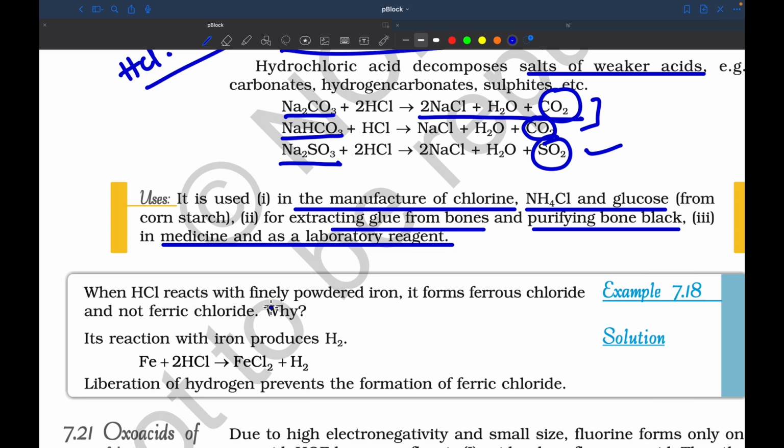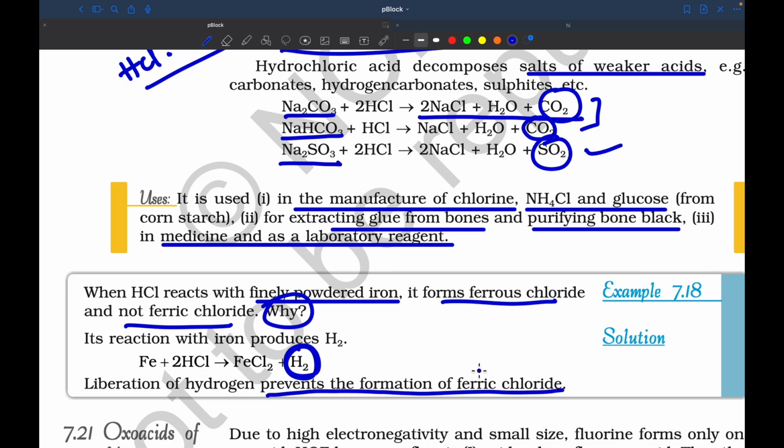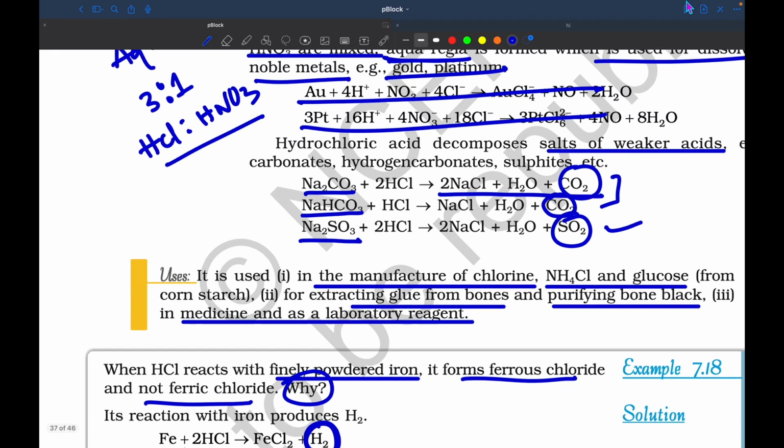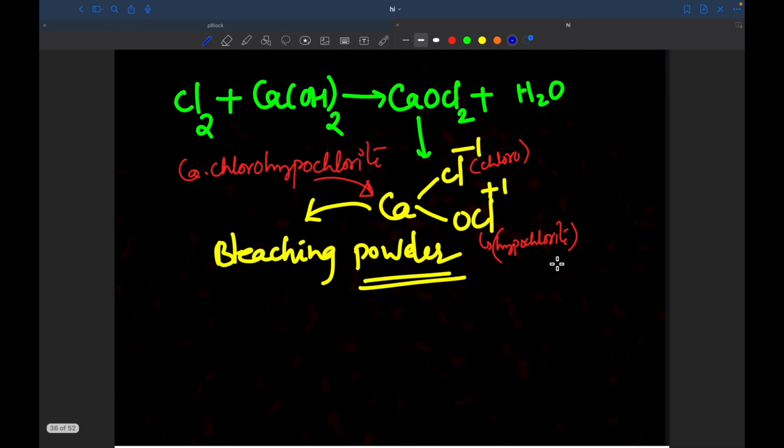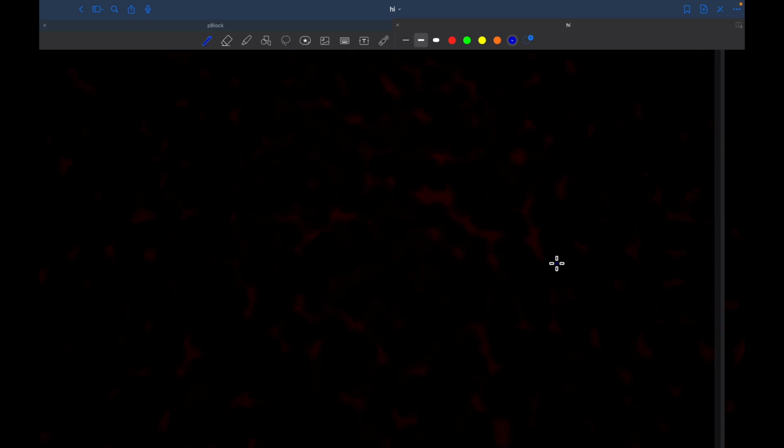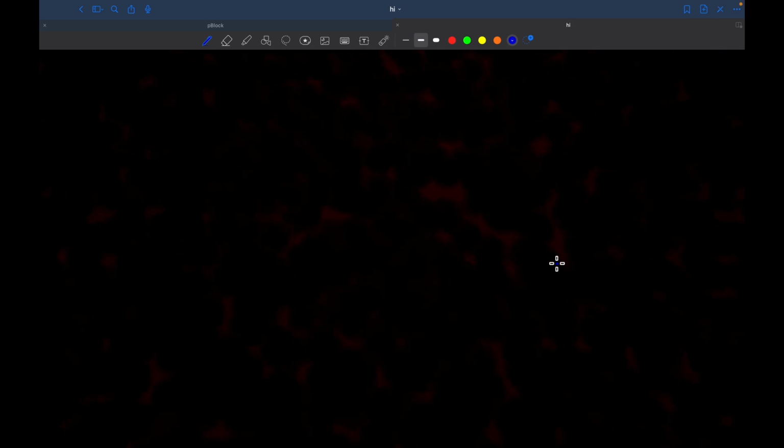When HCl reacts with finely divided powder of iron, it forms ferrous chloride, not ferric chloride. What is the reason? Because hydrogen gas is liberated here, and the liberated hydrogen gas prevents the formation of ferric chloride. So these are the HCl preparations, properties and uses. Next we'll see the most important one for NEET also, oxo acids.